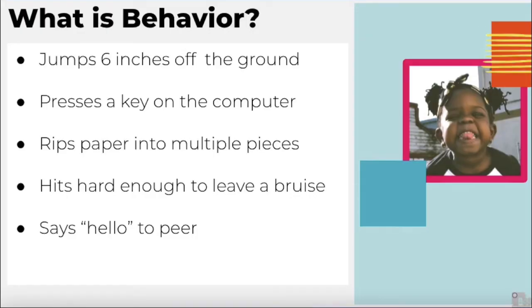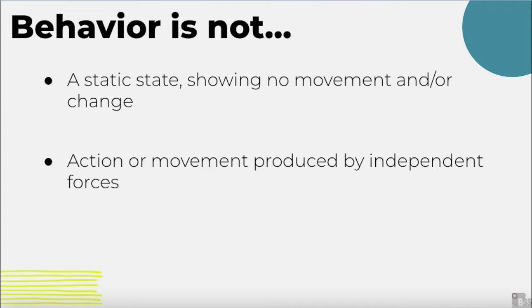Notice in the listed examples that these are all actions that a dead man is unable to do and can be observed by another person that will experience the same sounds, sights, and actions. Behavior is not a static state. This means it cannot be described as an absence of movement.